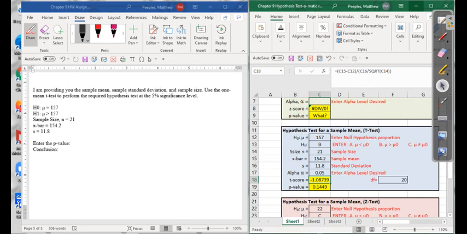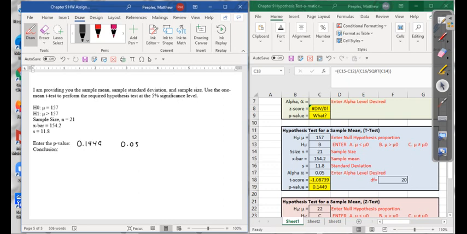Well, our t-score, that's the critical number, was negative 1.08. That means that our value for our mean in our sample was less than the hypothesized mean. But let's look at our p-value, which is 0.1449. We compare that to our alpha value, which in this case is 0.05.